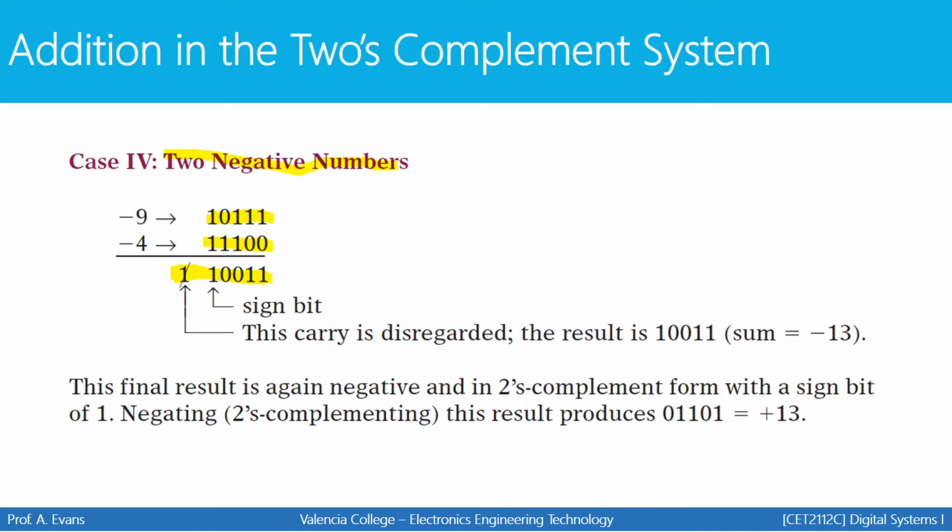Two negative numbers, when you add them together in 2's complement form, you're going to get an extra carry that you will disregard. You'll just throw it away. You'll just ignore it. And the result, or your final answer, will be whatever's left. 10011. So that's case number 4.